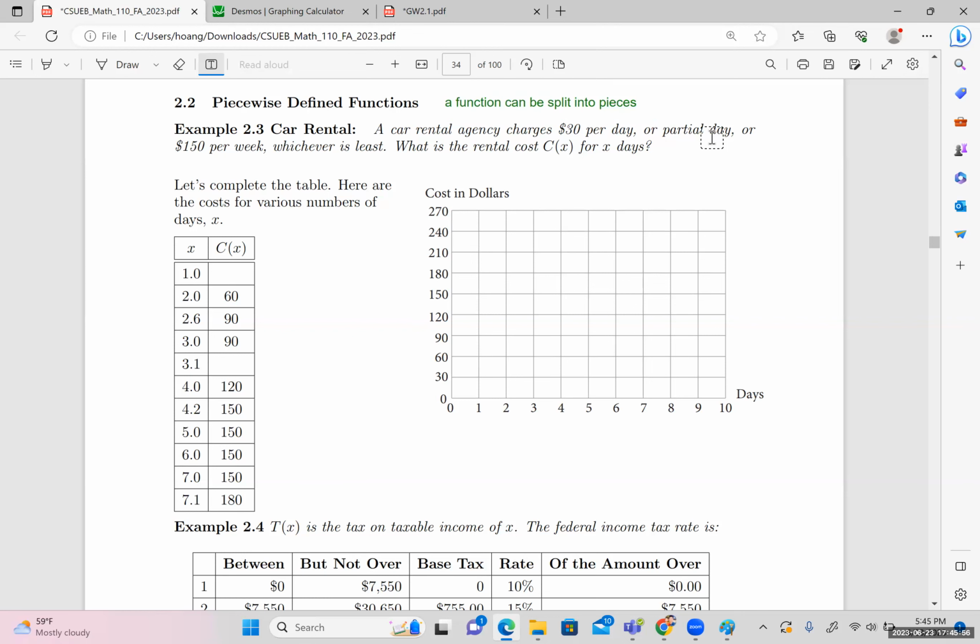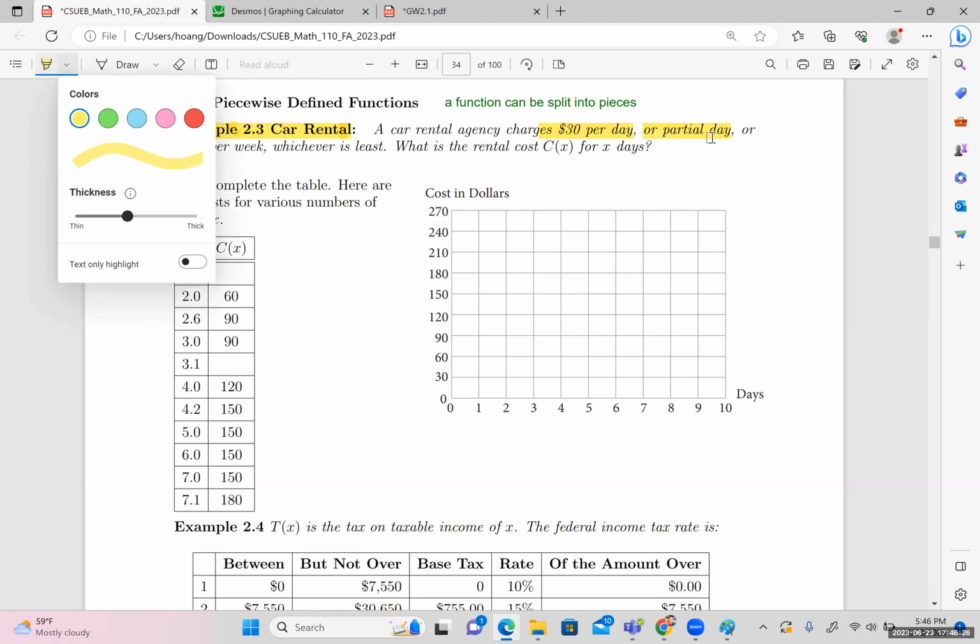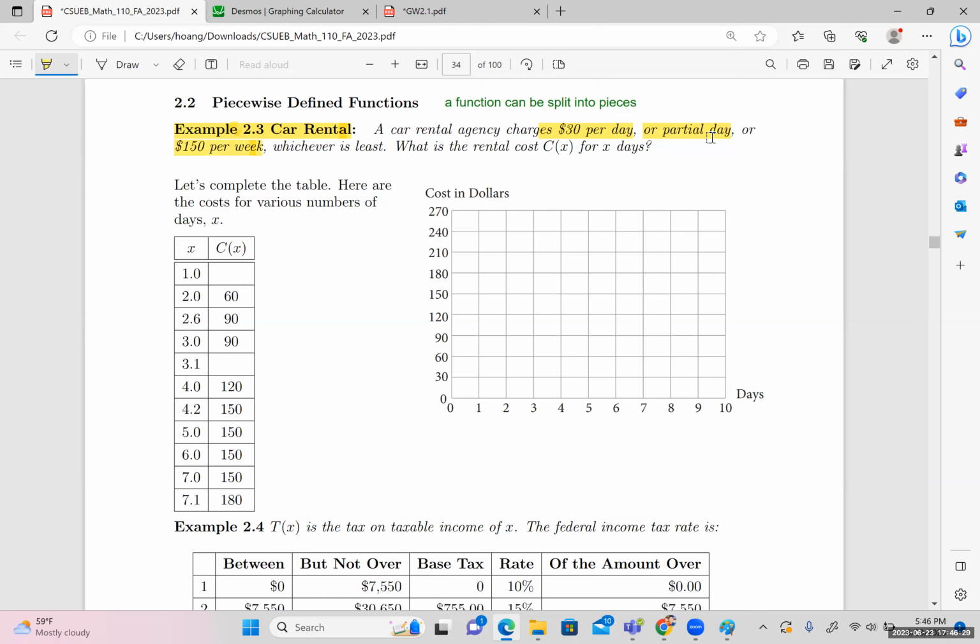Okay, so let's have an example to practice with that. So we come to example 2.3, car rental. When you rent a car, for example, the agency charges $30 per day, or partial day, or even $150 per week, whichever is least. So let's complete the table below here.